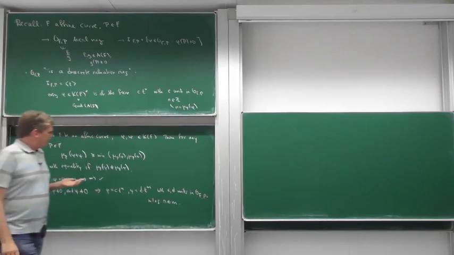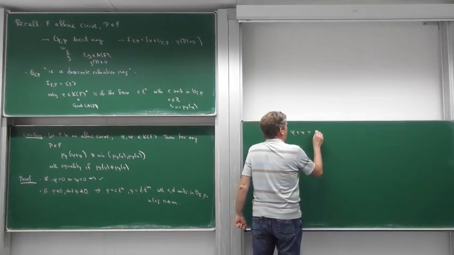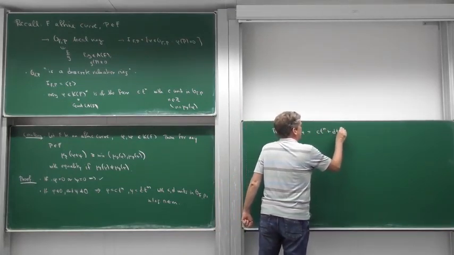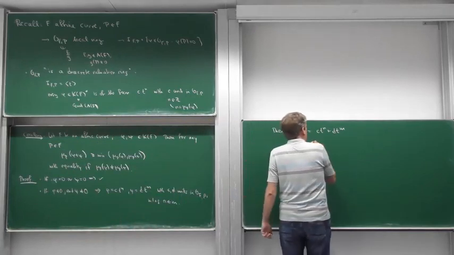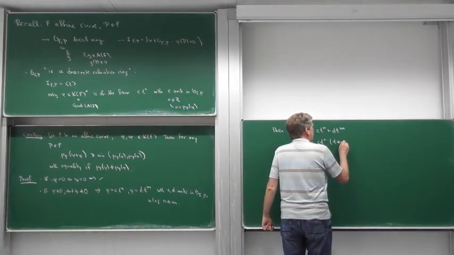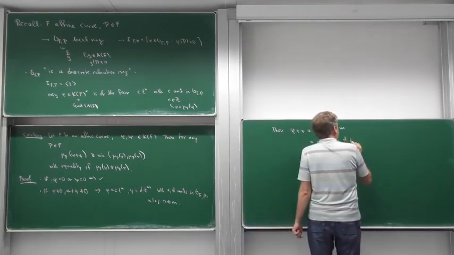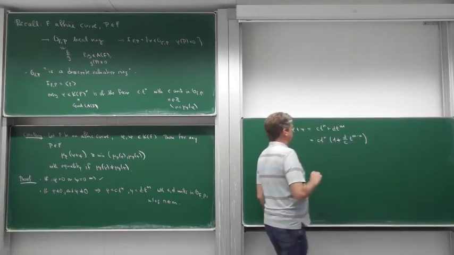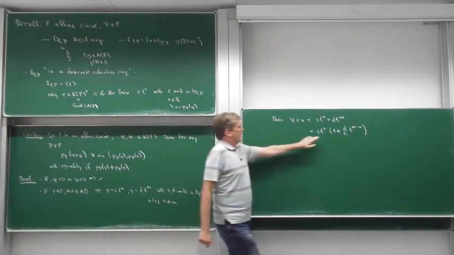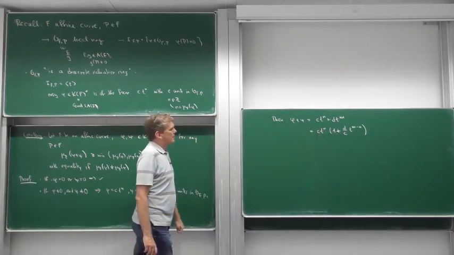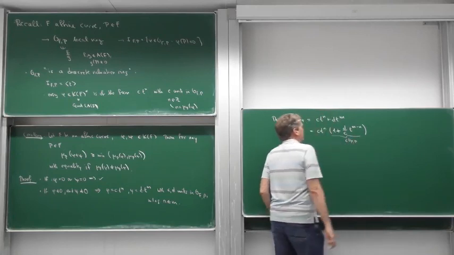If we then add these two functions, phi plus psi, we have c t to the n plus d t to the m. Since n is the smaller number, we can factor this out and write it as c t to the n times 1 plus d over c, since c is a unit, times t to the m minus n, where m minus n is greater than or equal to 0. That means the bracketed function is a regular function, so it contains no negative powers of t.